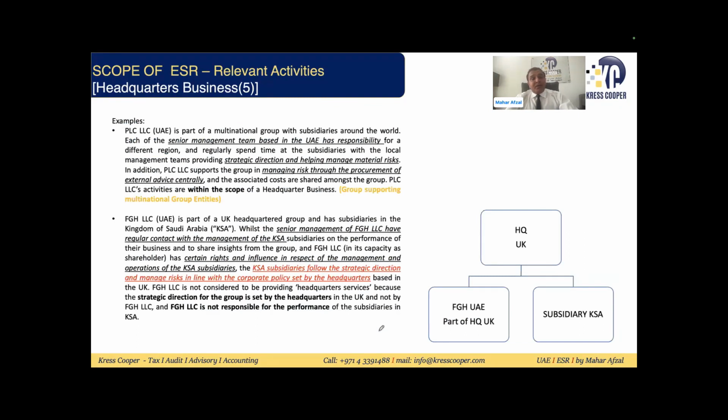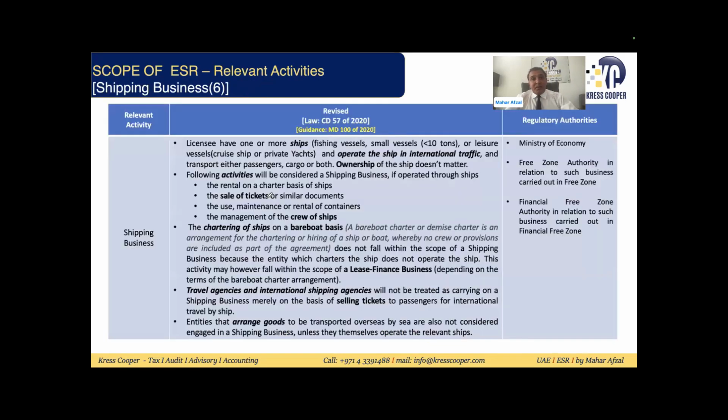You can see here the two different examples. You can go through these examples. In one example, a multinational group, we need to look at which company is responsible for the overall performance and success. The company which is responsible for the overall performance and success will be assumed to be involved in the headquarter business. Shipping business: the shipping business is very specific.